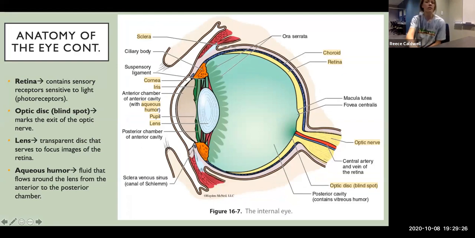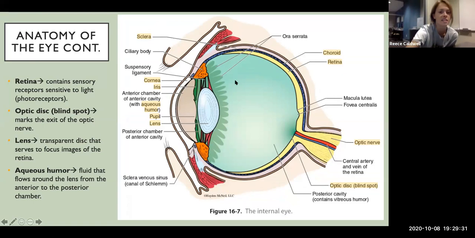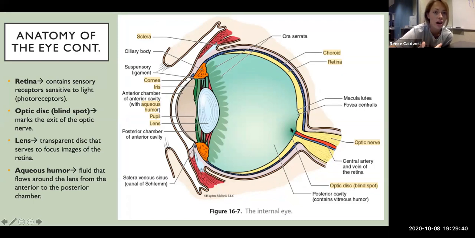Then we have the retina, which is back here at the back of the eye. Don't need to know this, but it contains sensory receptors sensitive to light. We have the optic disc, which is right here. It's known as the blind spot of the eye. It's where the optic nerve comes into the eye and meets the retina and causes a blind spot, wherever it is, like right here. We have the lens, which is this marble-like structure.